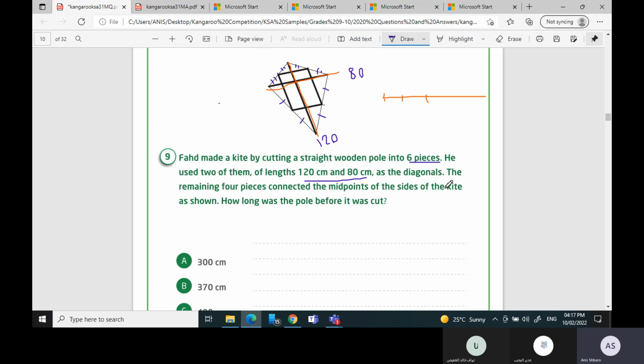Now, how long was the pole before it was cut? Okay, so I need to find this. All of this is equal to this piece plus this piece plus this plus this, plus this plus this plus this plus this. So, any ideas?